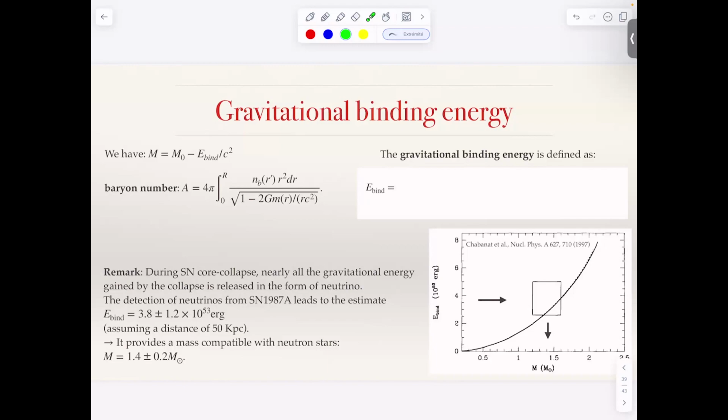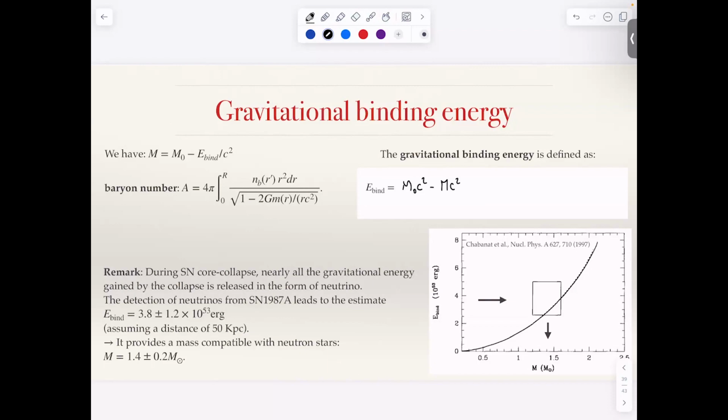Okay, so I said that the mass is the rest mass minus the binding energy. So the binding energy, I can express it as M0 c square minus the mass of your system.